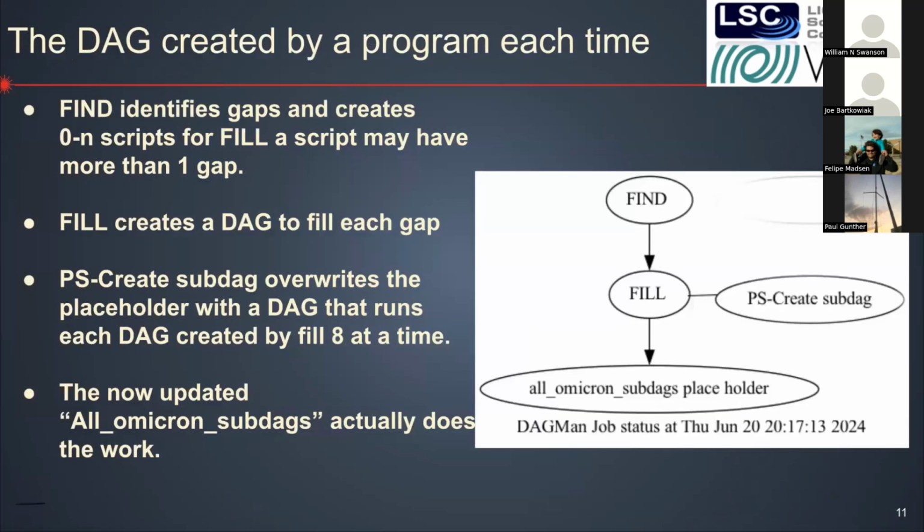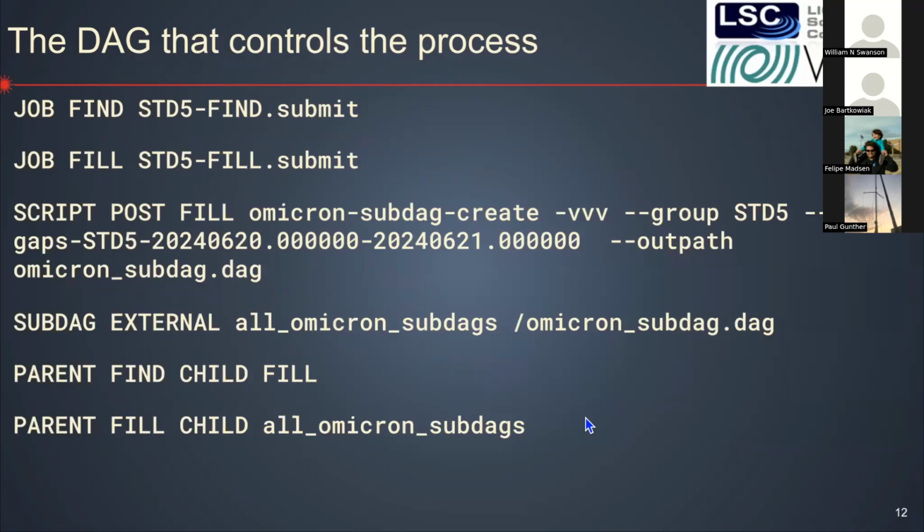Okay, so let's now get into the weeds on how this is actually done. The original DAG is very simple. It has a find job, a fill job, a postscript to create the subdags, and then a placeholder for where all the subdags are going to go. So find finds the gaps, fill then creates the DAG for each gap, and so on.